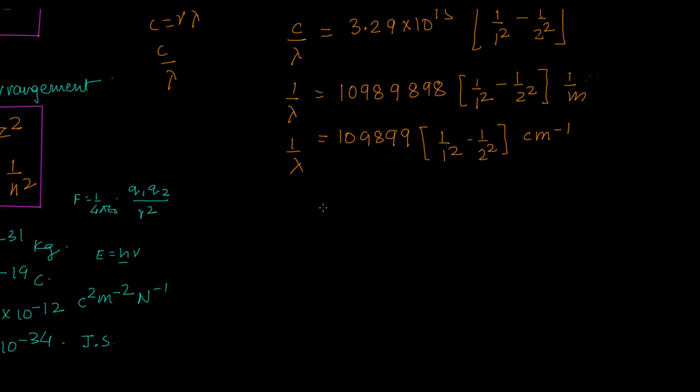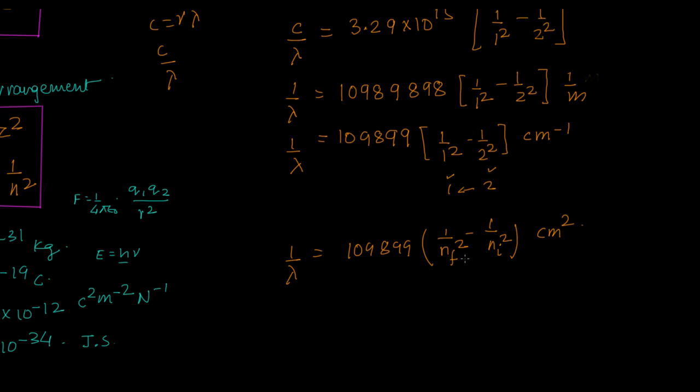Now, this is when it came from 2 and landed at 1. This is the 2 to 1 transition. What if it is from any n to any n? 1 upon n initial square, which is at a higher energy level, to 1 upon n final square, and the constant is 109.899. 1 upon lambda is equal to so many per centimeter.